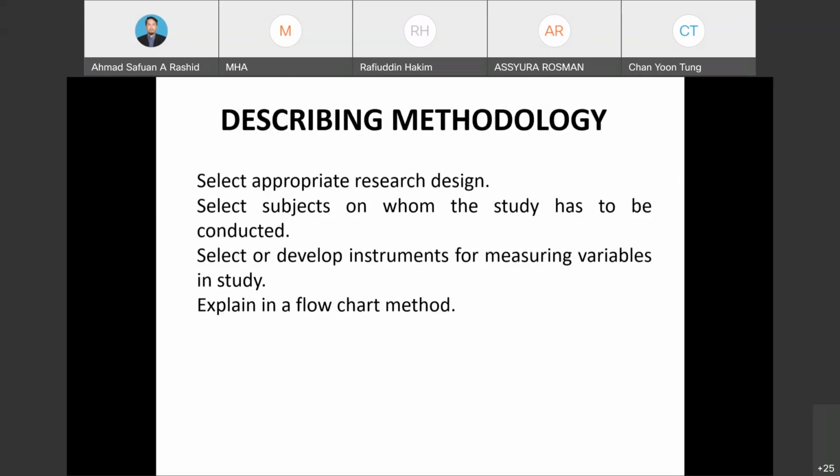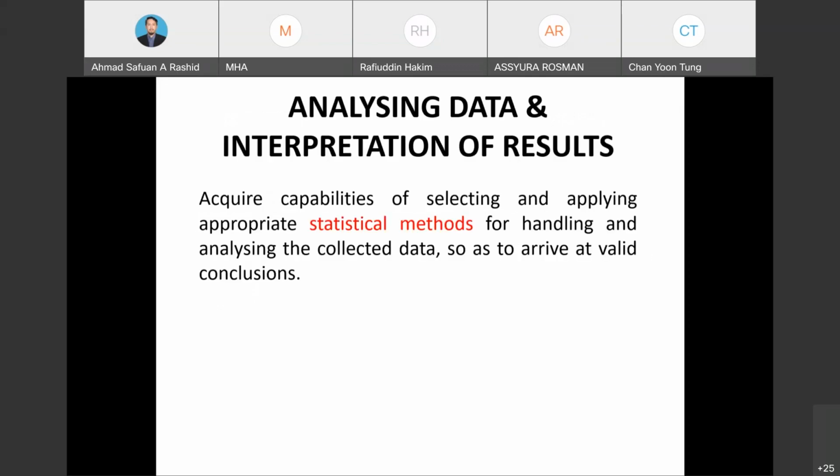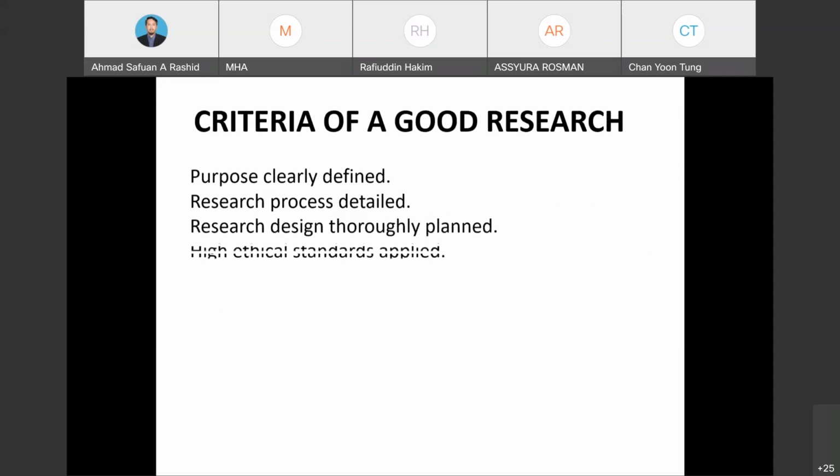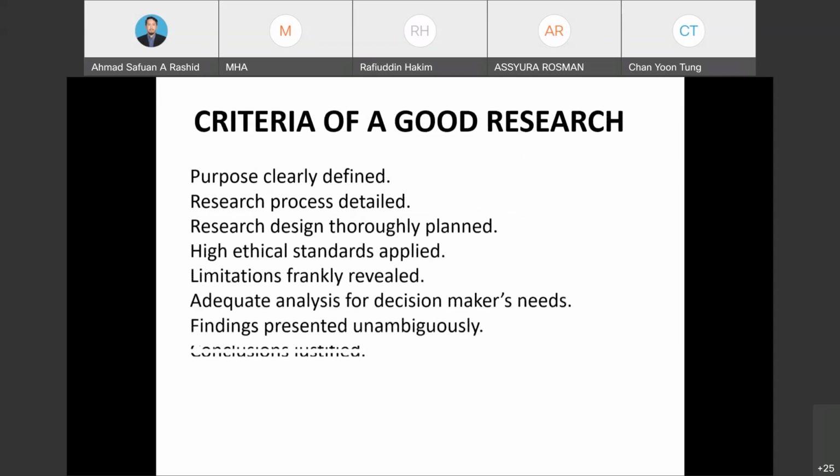Normally when the examiner reads your methodology part and he is happy with how you describe it, there will be no problem with the result. But if there is some flaw in your methodology part, there will be a big issue with the data result. So you can read this one, criteria of a good researcher.